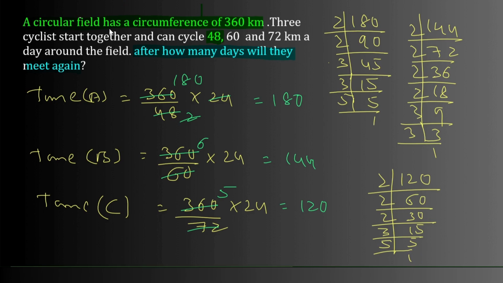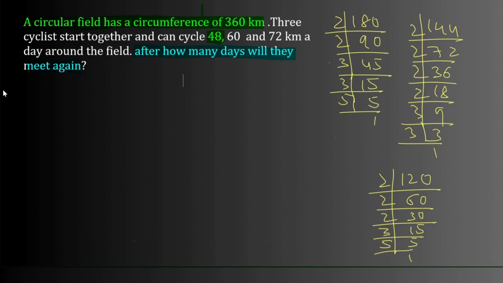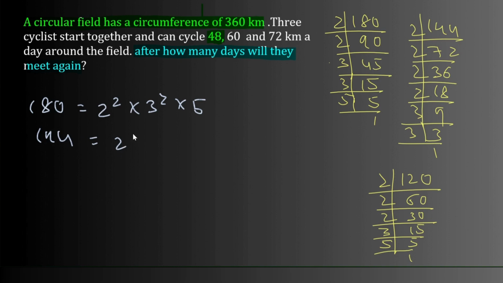Now we are going to find the LCM. The first number, 180, can be written as the product of its primes: 2 square, 3 square, and 5. Similarly, 144 can be written as 2 raised to the power 4 into 3 square. And lastly, 120 can be written as 2 raised to the power 3 into 3 multiplied by 5.